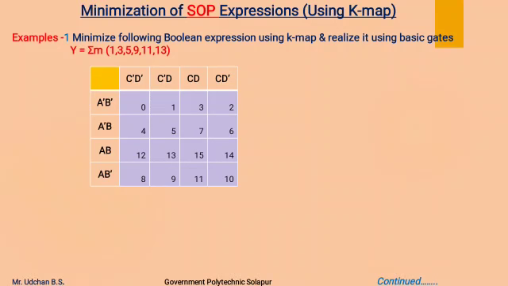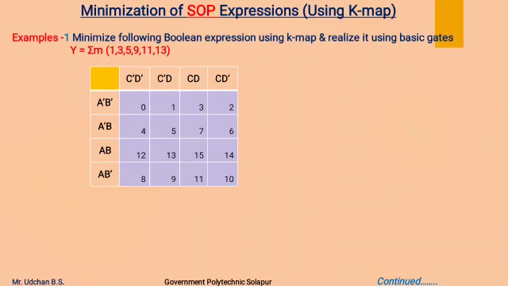We already studied the 4 variable K-map. It contains 16 boxes and each box has its own position, and the position is indicated like this: 0 1 2 3 4 5 6 7 8 9 10 11 12 13 14 15. These positions are fixed for any 4 variable K-map. This is not going to change.